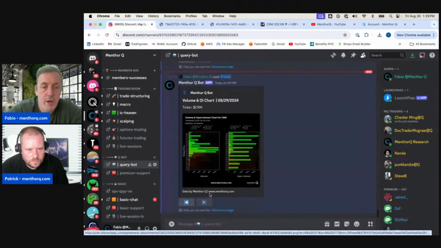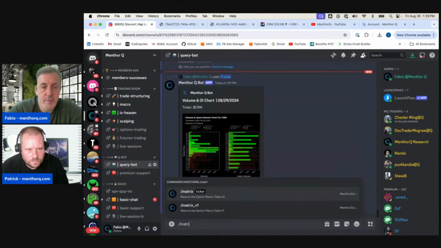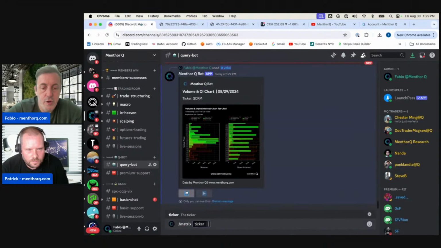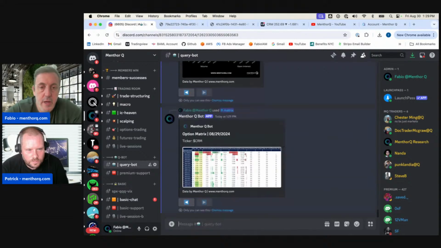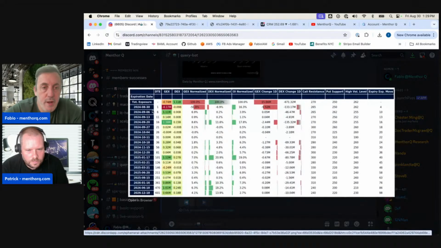We also want to monitor changes in the matrix. So if we type in the matrix here, we want to read this table and look at different expirations. If you are, for example, a one month swing trader, you want to monitor those expirations that are at the end of September, for example. You want to see how much gamma is expiring, how much option activity is coming into the market.